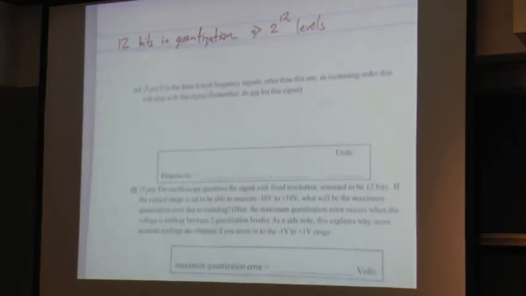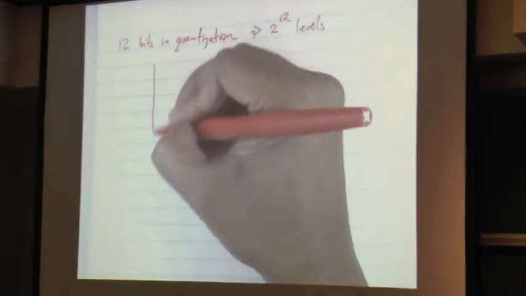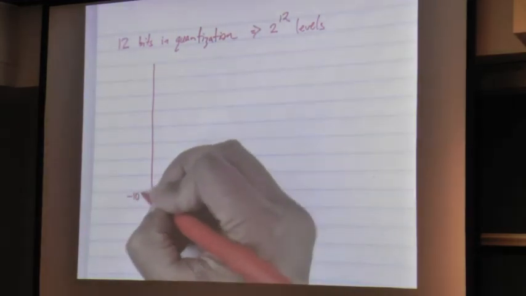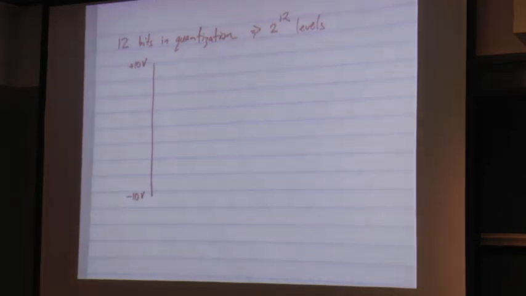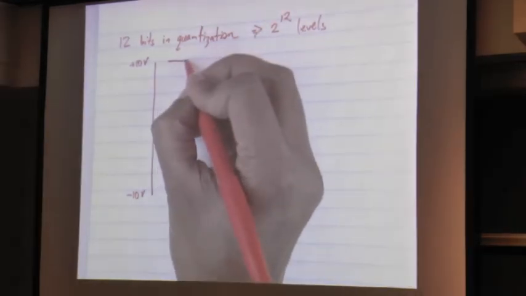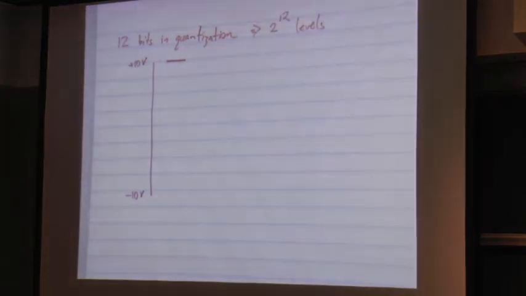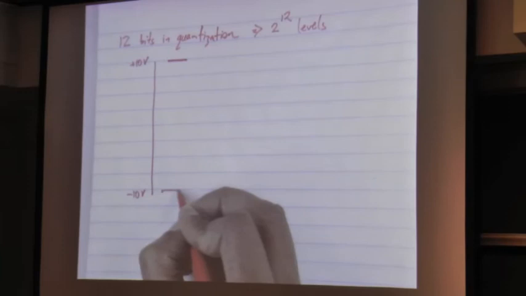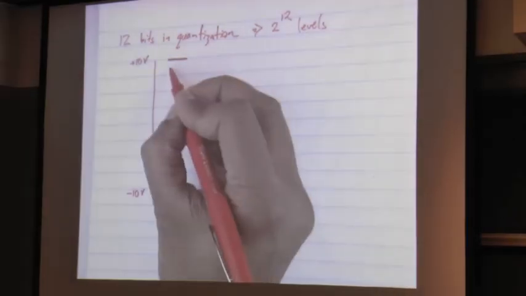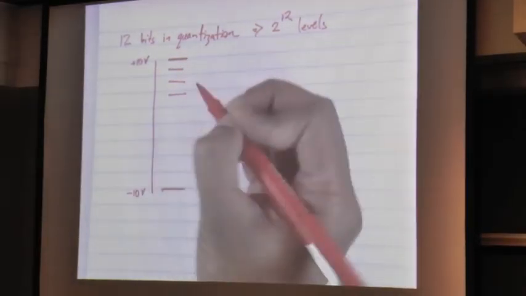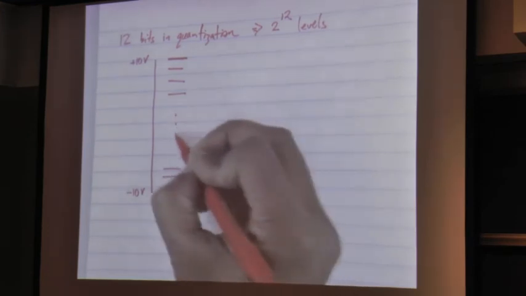The question also says that we're able to measure between minus 10 and plus 10 volts. So let's draw a vertical axis that goes from minus 10 volts to plus 10 volts. Okay? And the very top quantization level is at plus 10 volts, and the very lowest quantization level is at minus 10 volts. And between those two, there are a large number of other levels. In total, there are 2 to the 12 levels. Okay, so maybe I can draw them like this, and like this, looking at the bottom, and then dot, dot, dot, because there's an awful lot of them.